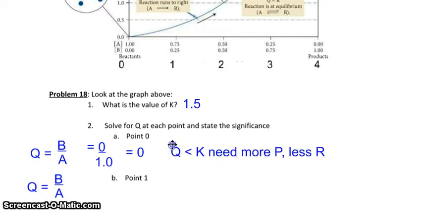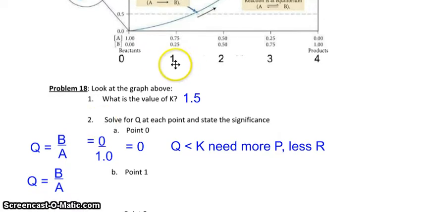If Q is less than K, what does that mean? We need to add more products. We need to decrease the amount of the reactants. Isn't that what's going to happen here? As the reaction proceeds, look what happens. Our reactants go down, our products go up. That's exactly what needs to occur. Let's check the next one out.